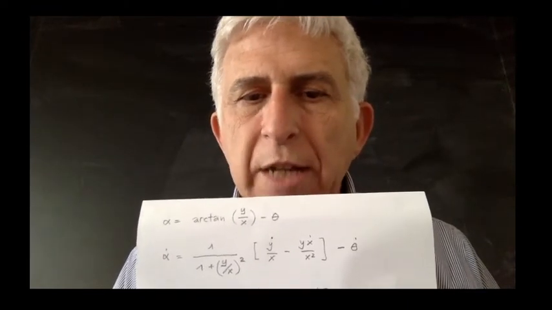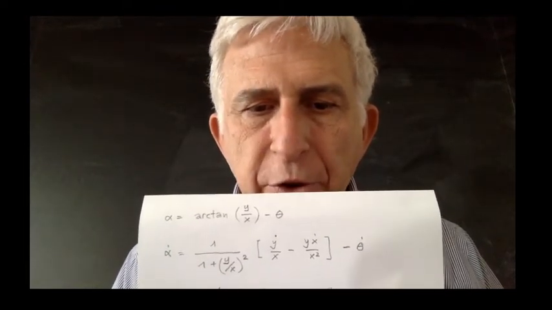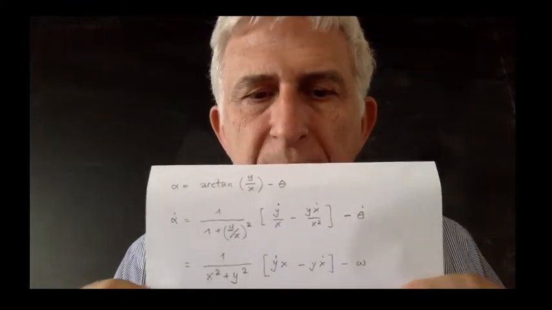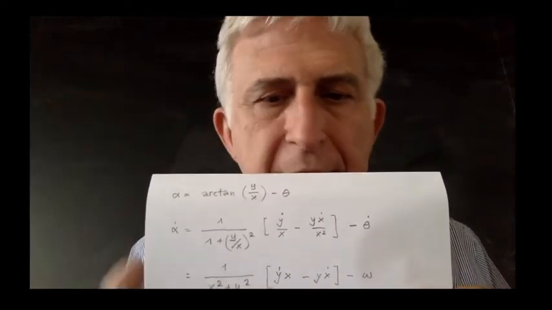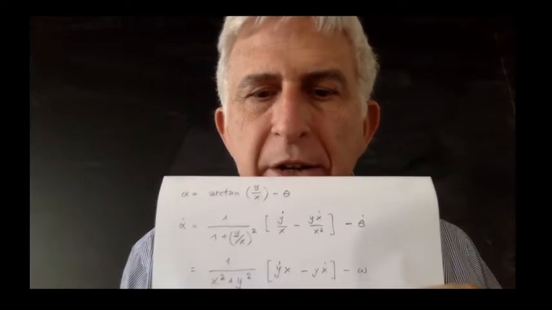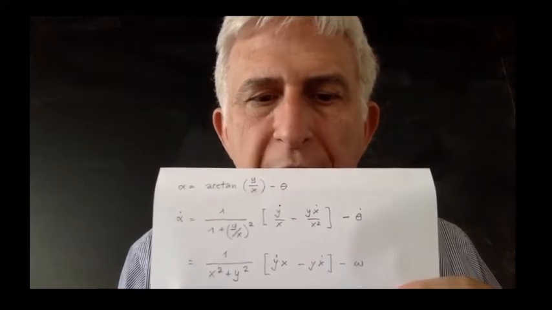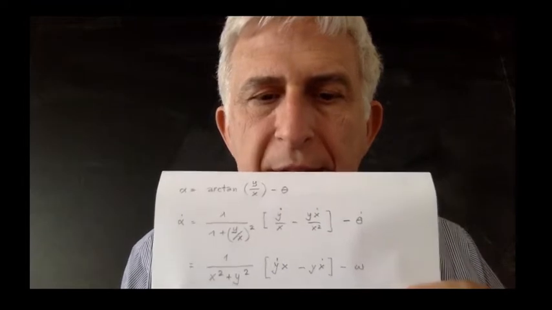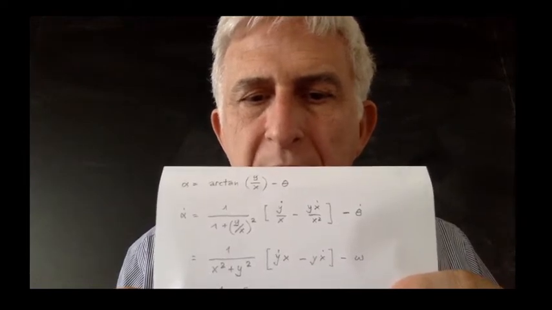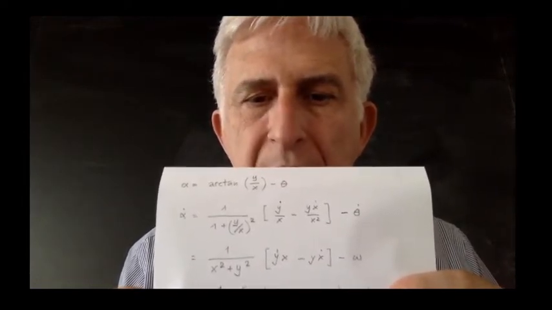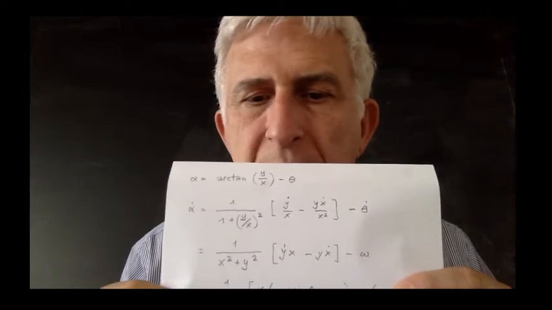We have x dot and y dot, and we will replace here the kinematic model that we derived in the slide. But before doing this, we make a small simplification. So we multiply the denominator by x squared, and the numerator by x squared. The numerator is the quantities in the square bracket. So we have, as a result, 1 over x squared plus y squared. Now we have eliminated the fraction in the second term. And when we multiply by x squared, the square bracket, we have y dot x minus y x dot. While the last part, minus theta dot, has been rewritten as minus omega.